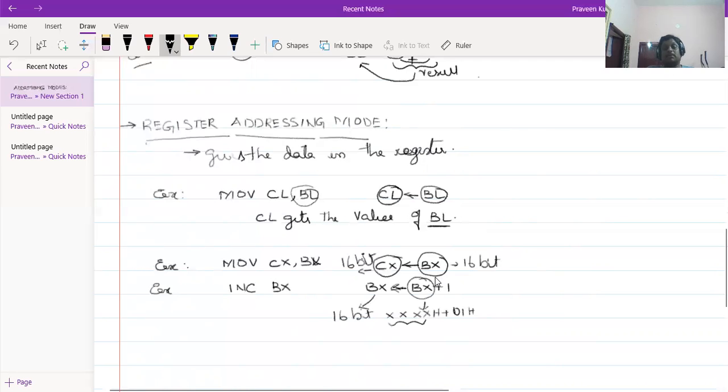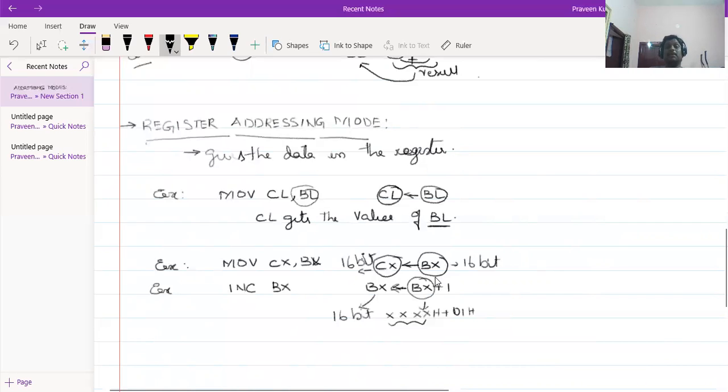So whatever data we are going to use is not given directly in the instruction, but in the register. We need to fetch the data from the register and then do a move, add, subtract or increment, whatever it may be, based upon the instruction. This is the second type of addressing mode.